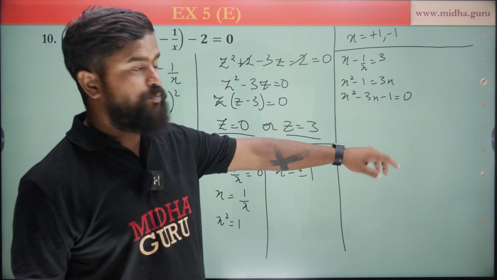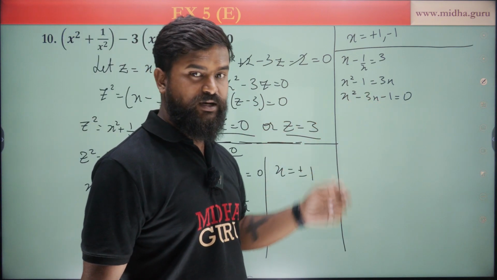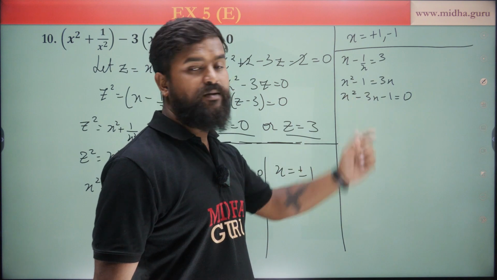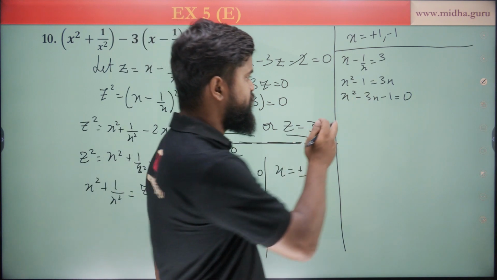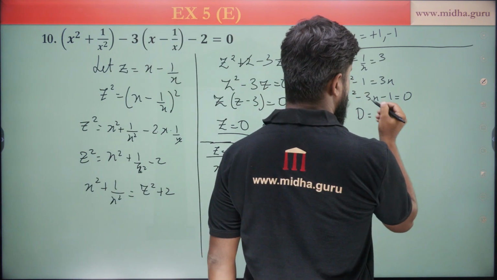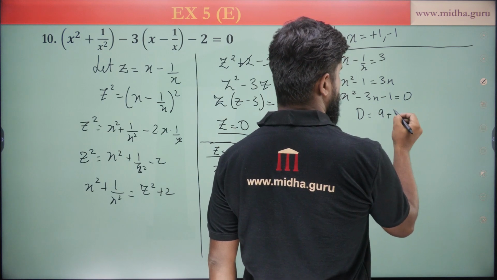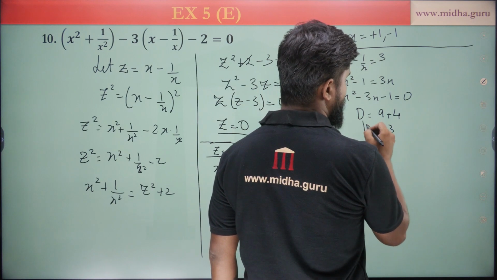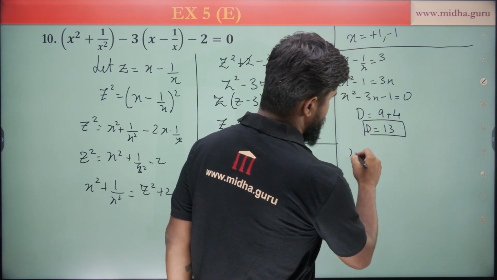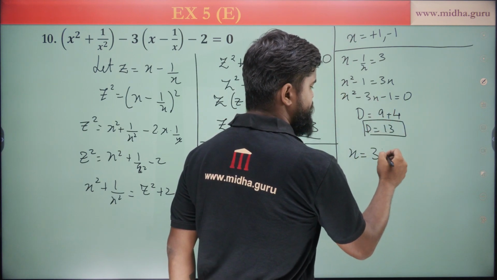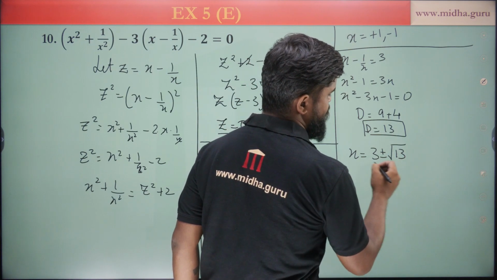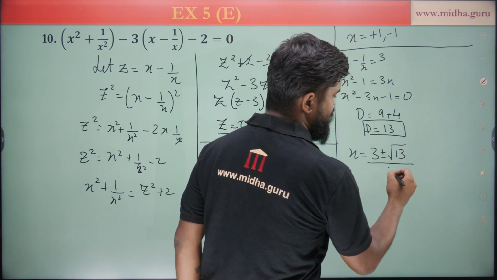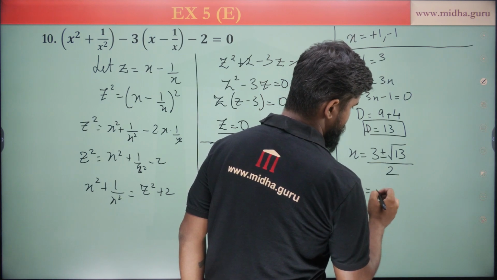Again here there are no possible values to break down minus 3 into such that we get a sum of minus 3 and a product of minus 1. So we will solve it by the quadratic formula, where D will be b squared, that is 9, minus 4ac, and since this is minus 4 it becomes plus. So again we have the discriminant as 13. Then we will take x as minus b, which is 3, plus or minus square root of 13, divided by twice of a, which is 2.